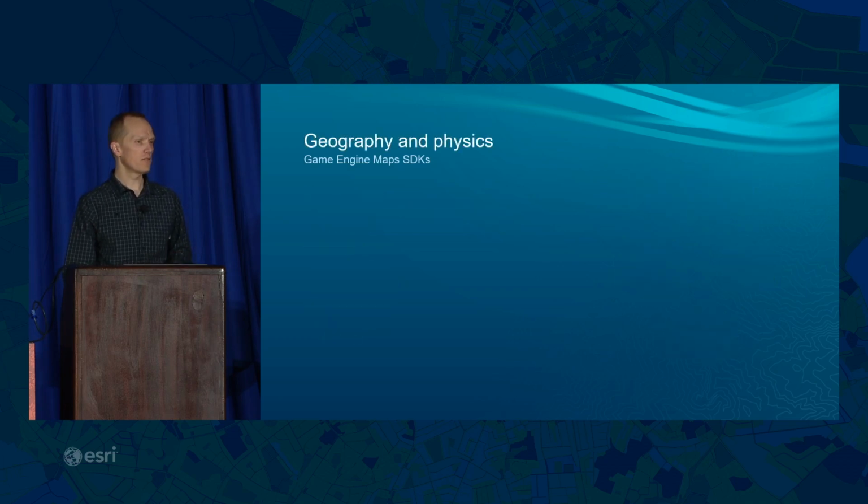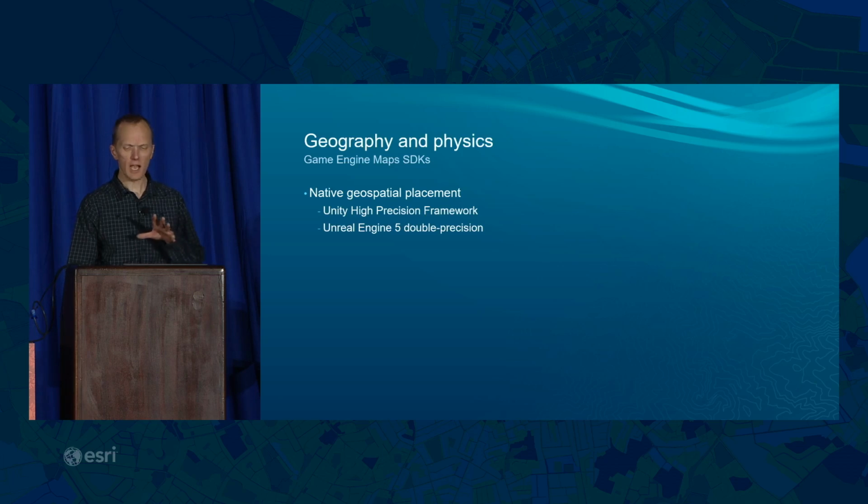What about geography and physics with the game engines? So to accurately place and render and interact with geographic data at a global scale or local scale with the desired level of spatial precision inside the game engines required some key innovations for both Unity and Unreal Engine. We typically refer to these as native geospatial placement, but essentially it means placing GIS data at its true geographic coordinates inside the game engine. So for Unity, this means working with their high precision framework, and for Unreal Engine, it means using version 5, which delivered support for double precision coordinates.